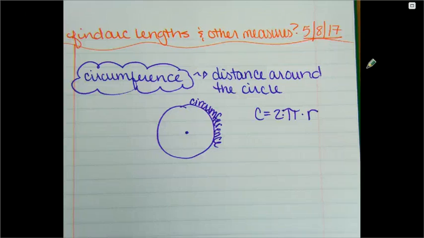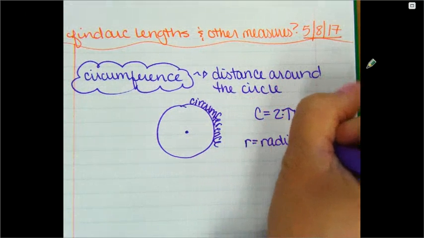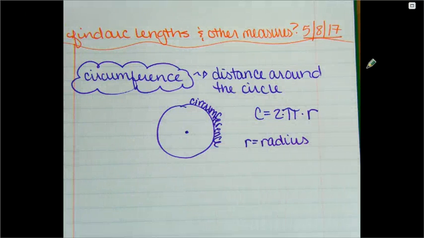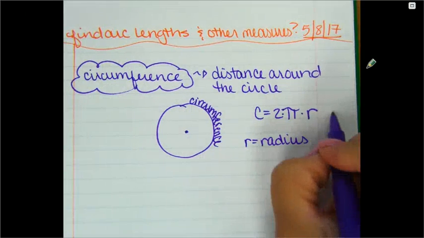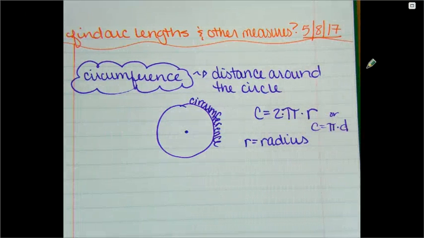R stands for what? Radius. Or its circumference equals pi times diameter.